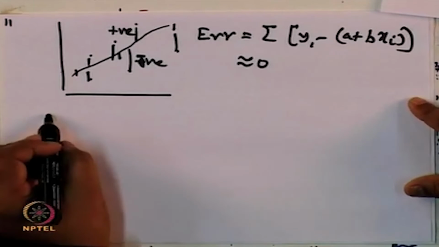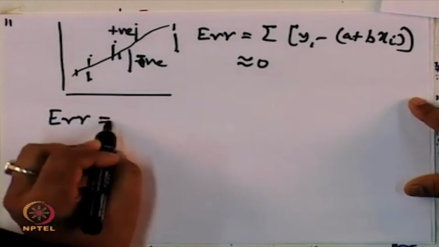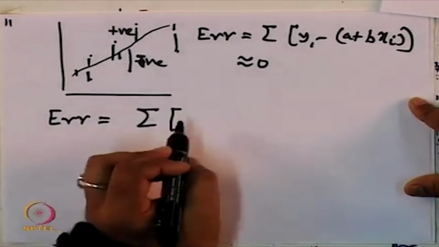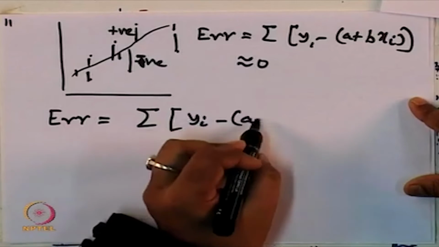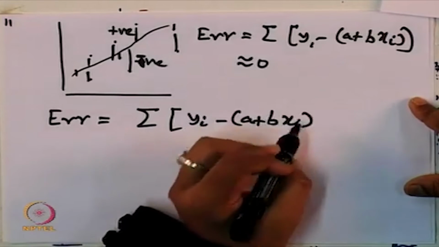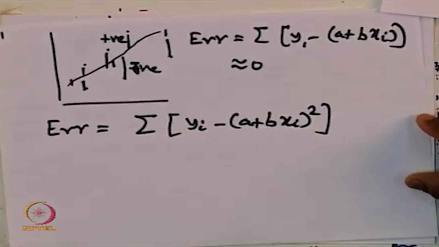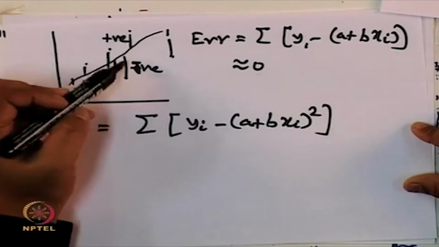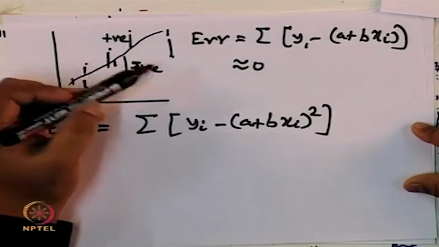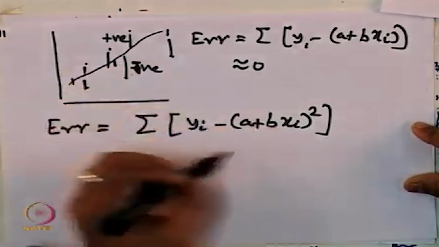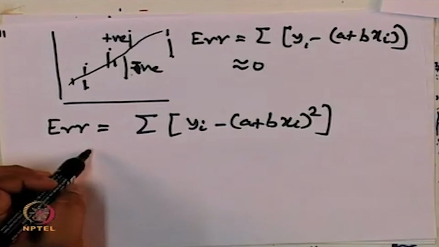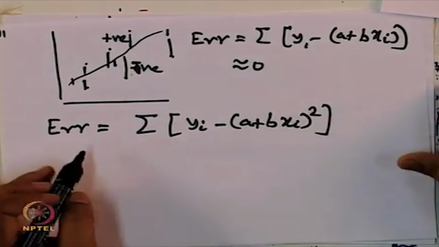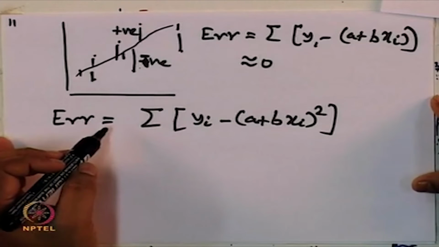So, what we need to minimize is this particular function, error, given by the summation of the squares of yi minus (a plus bxi). I take the square, which means that whether it is positive or negative, it is something which contributes to the error. So, I want to minimize this function. How do I go about minimizing this function?